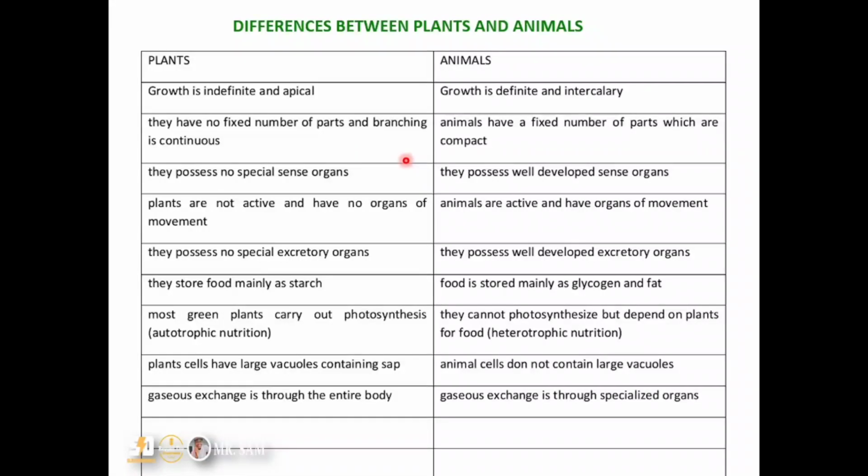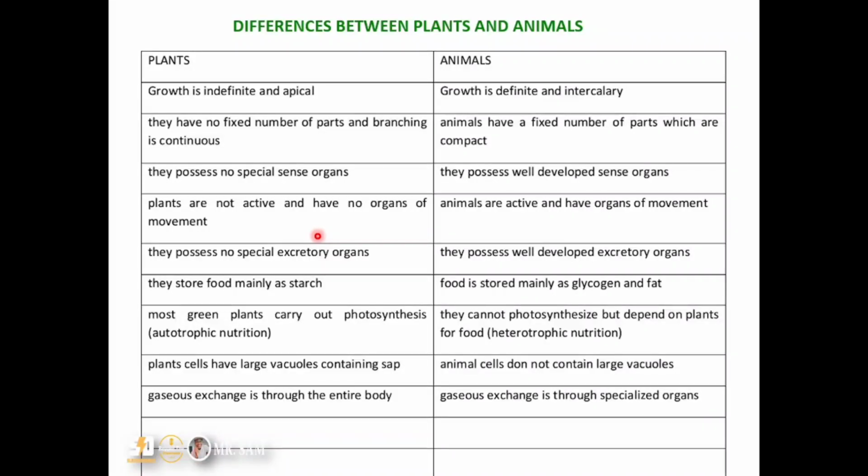So for the plants, they don't have any special sense organ. So at some point they don't feel pain. You can use a knife and cut it and stuff like that. But for the animals, they possess well-developed sense organs. So if anything hurts us, we react to it. That's for the animals. And then plants are not active and have no organ of movement. Like I mentioned earlier, plants do not move their whole body parts from one place to another, but animals can actually move their whole body from one place to another.